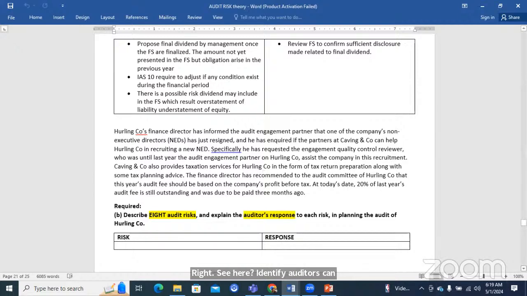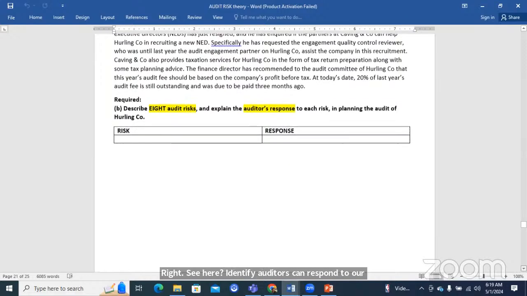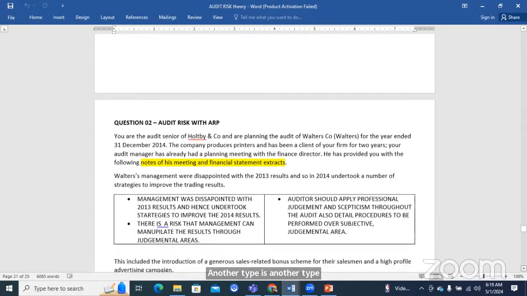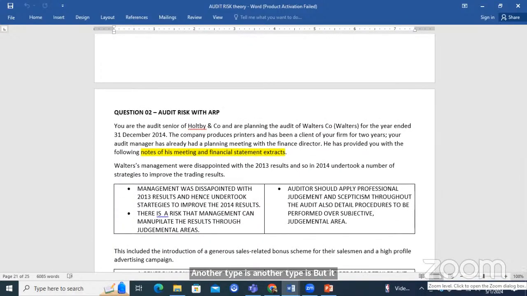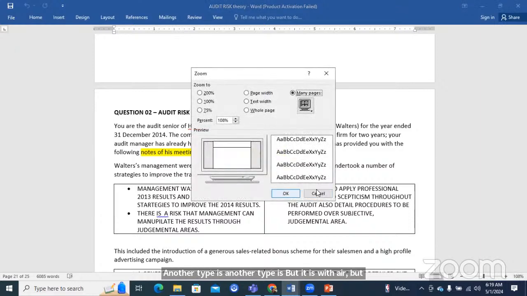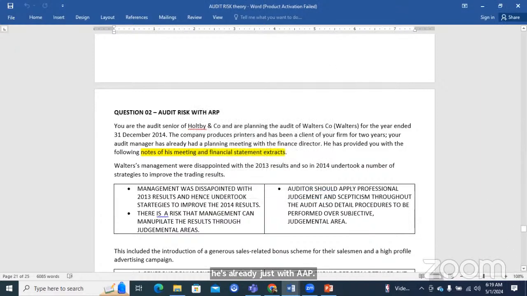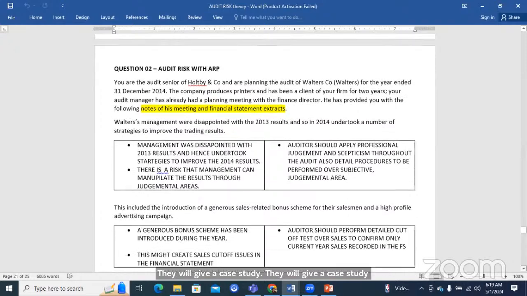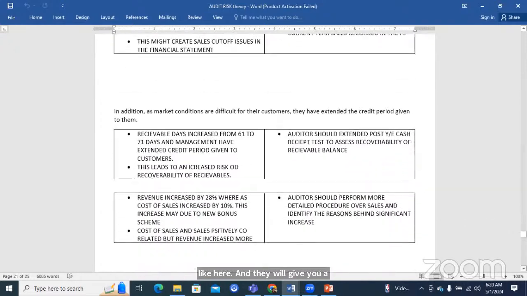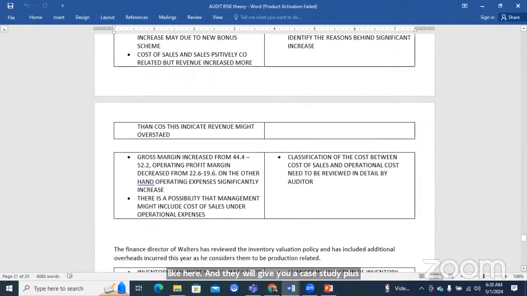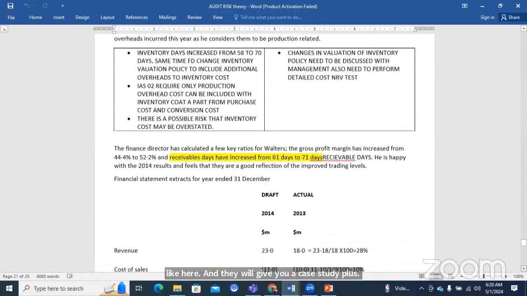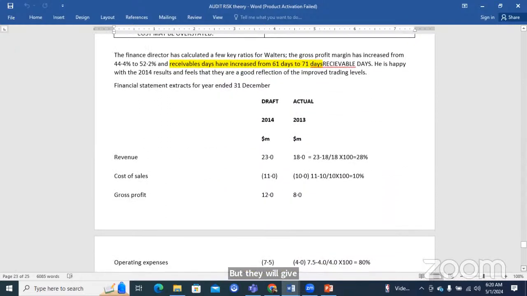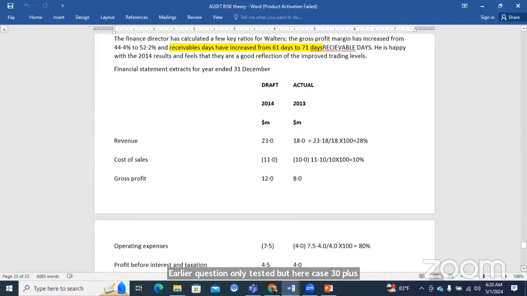This is one type. Another type is audit risk with ARP. What is audit risk with ARP? They will give a case study, and along with the case study they will give a financial statement extract. See here, they gave a financial statement. Earlier question only case study, but here case study plus financial statement extract.